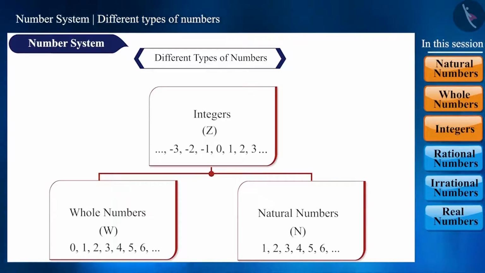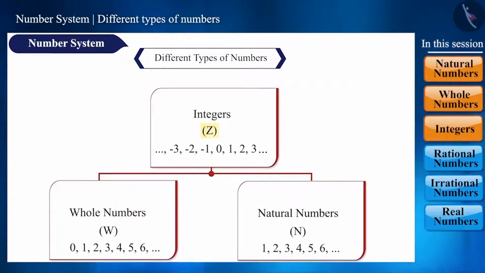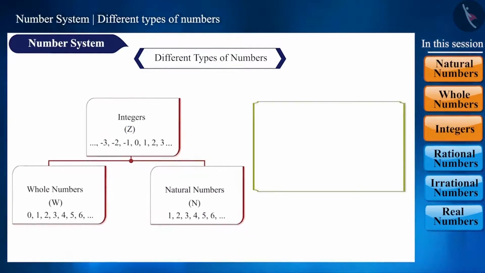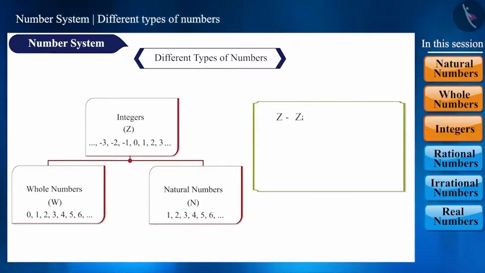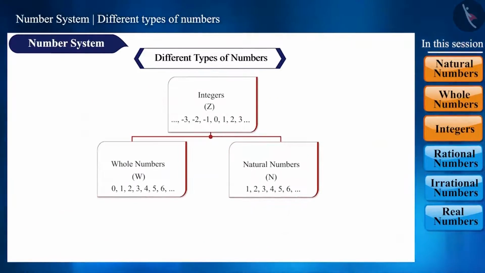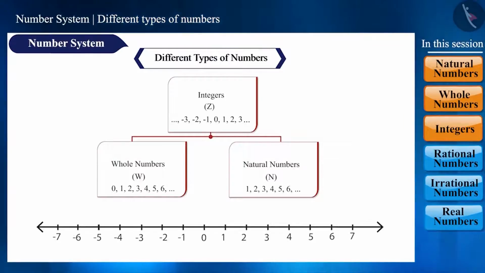Did it not occur to you as to why we express integers with symbol Z and not with I? Z is derived from the German word Zahlen, which means to count, and Zahl, which means number. We have seen how these numbers are represented on the number line.